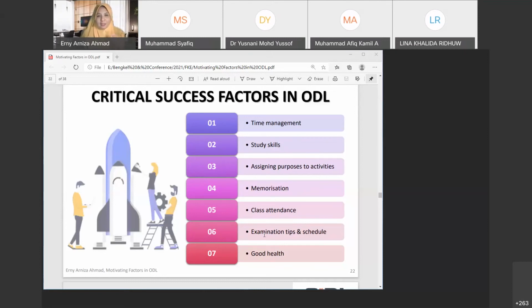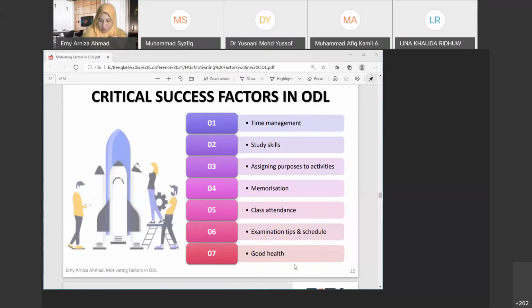So by now, I think you already got your final assessment schedule, right? So you can start planning for your final assessment. Okay, right. And then finally, good health. Make sure to maintain a good health, not only physical, but also your mental health.